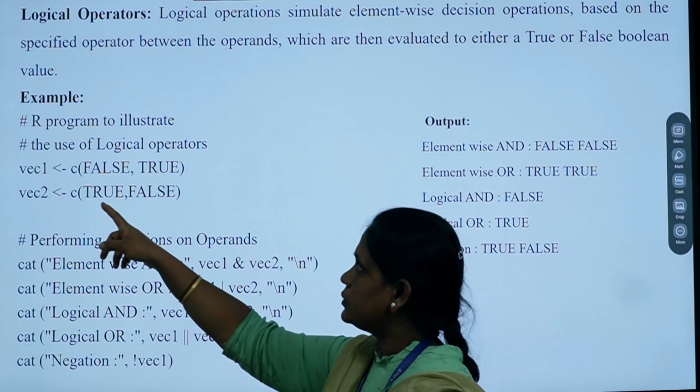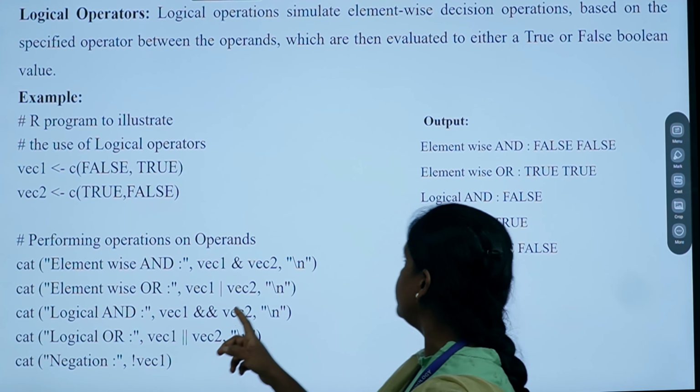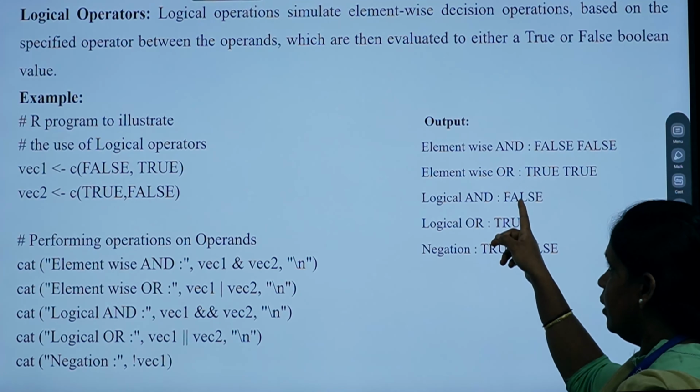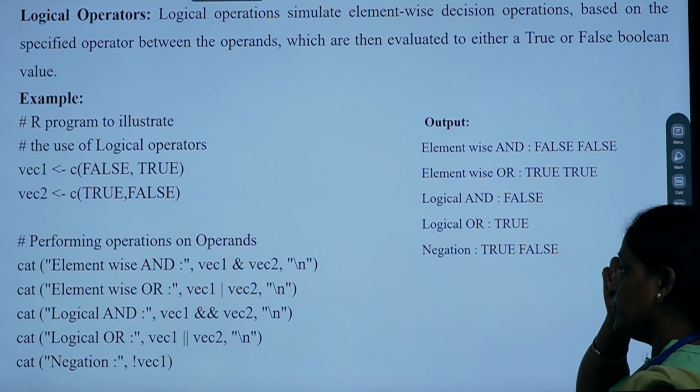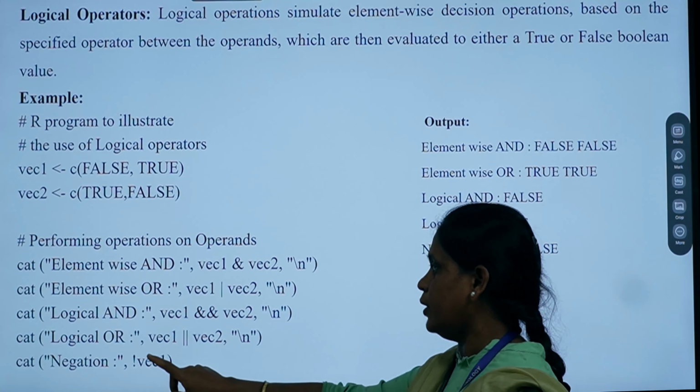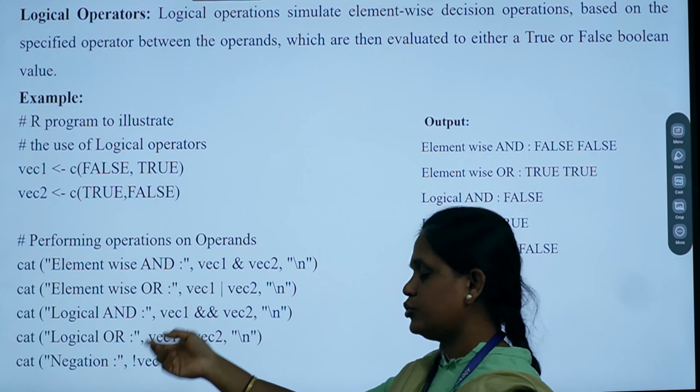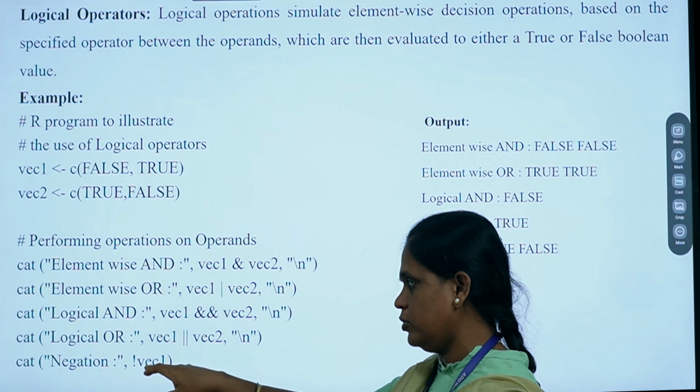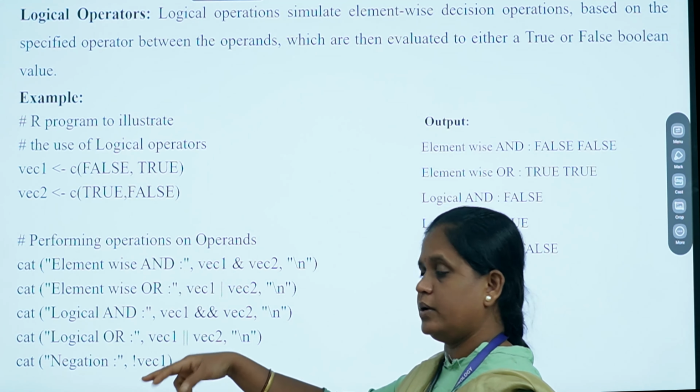Logical AND, so it's again vector 1 and 2. It performs both, false. Logical OR, it will be true. And NOT is negation. Again, if it is true, it becomes false. When it is false, it becomes true.